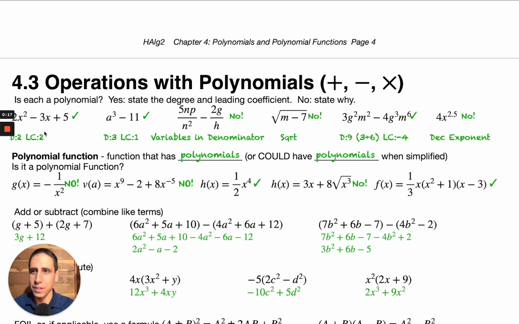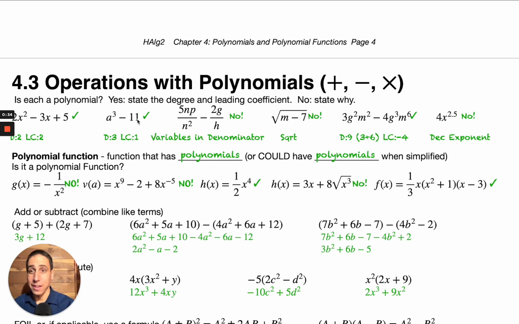So let's start off. Is each of these a polynomial? If they are, then yes, state the degree and leading coefficient, and if no, say why. This first one, yes, it is a polynomial. The degree is 2, as you can see from the exponent here. The highest exponent is 2, and the leading coefficient is also 2, right there.